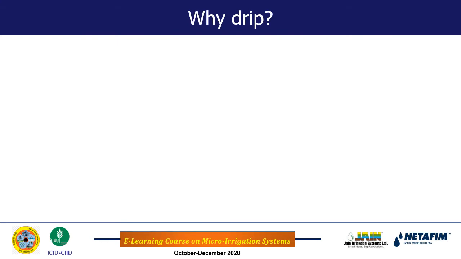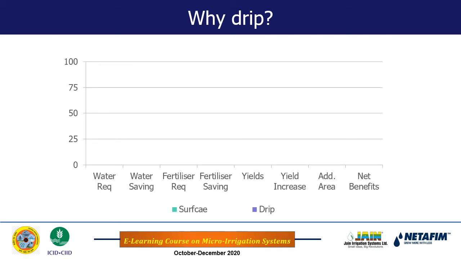And let us see why we need to adopt the drip irrigation system based on the benefits and the limitations that we have shown. Here I have tried to compare surface and drip irrigation methods with the help of histograms on certain parameters. All these parameters I have shown on the x-axis, that is water requirement, water saving, fertilizer requirement, fertilizer saving, yields, yield increase, additional area, and net benefits. And on the y-axis I have shown the magnitude up to which drip irrigation can offer these benefits.